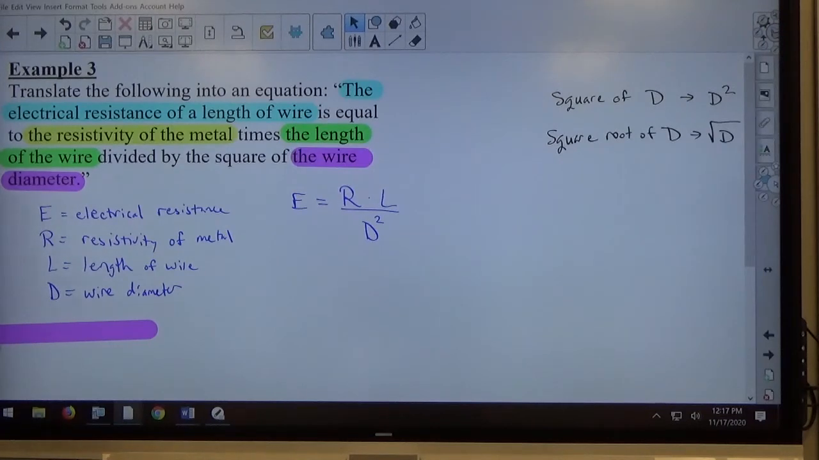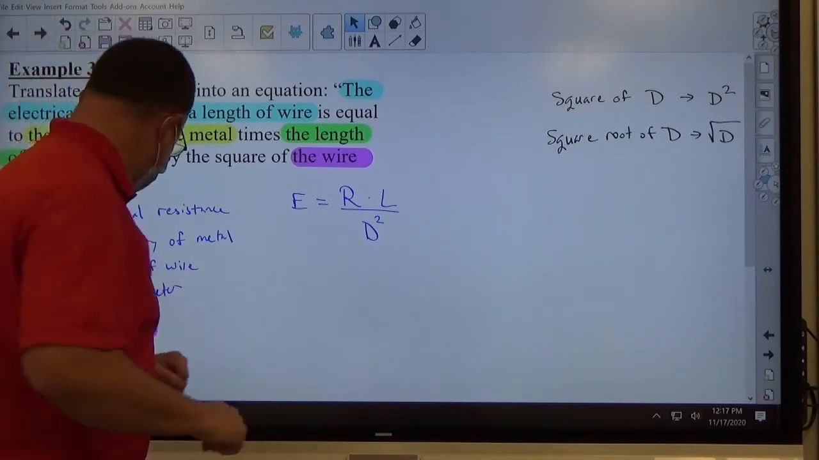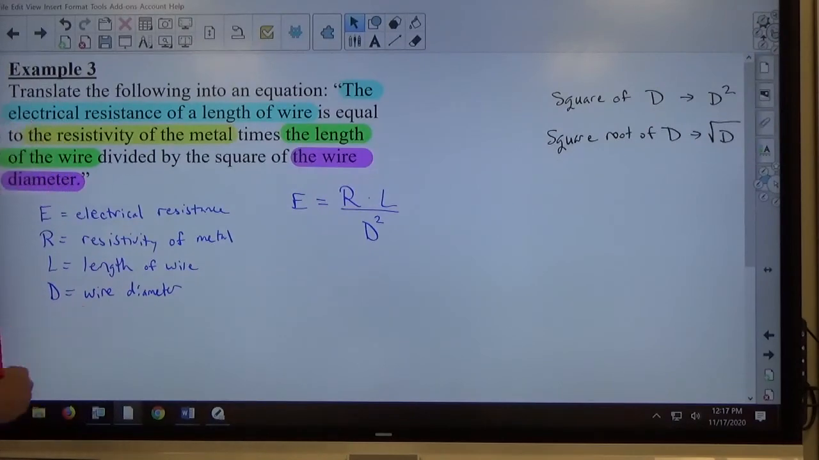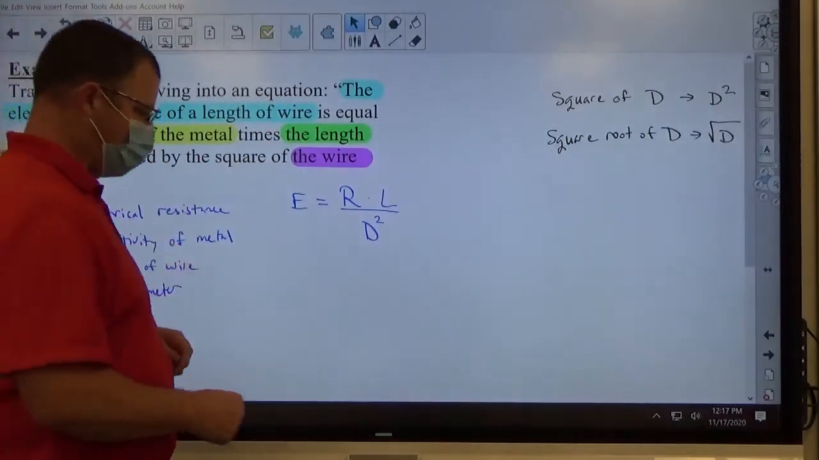If it said the cube of, that's to the third power. Cube root means the root, third root. So be careful of that. I've seen people try and put square roots when they see the word square, so just be careful of that.